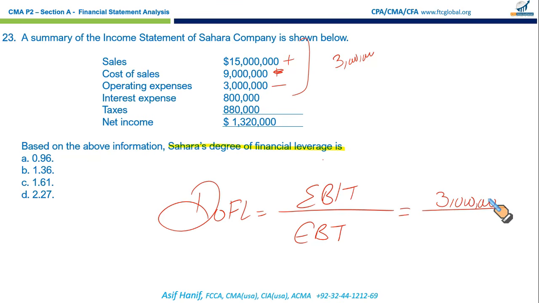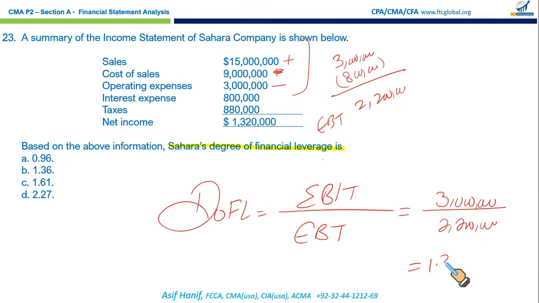And then you calculate your post-interest income. Deduct 800,000 interest from your income, you get earning before tax, EBT. That is 2.2 million. So using this as a denominator, you get 1.3636. That's the degree of financial leverage using EBIT and EBT, and it perfectly matches with your option B.